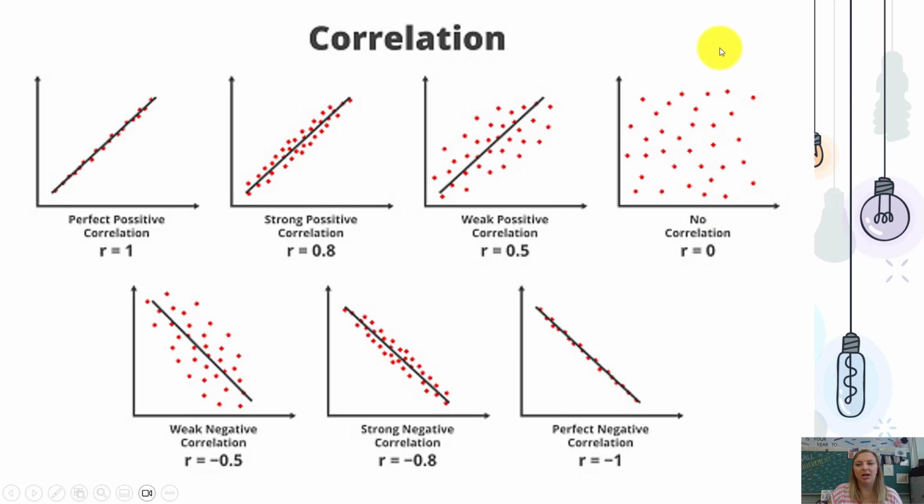Now we have this scatter plot that's over here, and you can see that these dots are completely spread out. There is no way for us to see really any pattern or any line of best fit. This would be no correlation or zero correlation. This means that there is no relationship between the two factors that we are looking at.